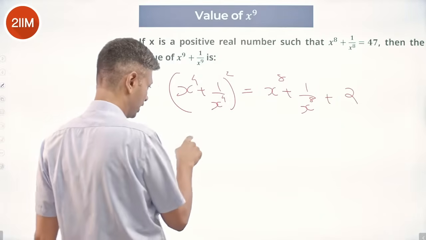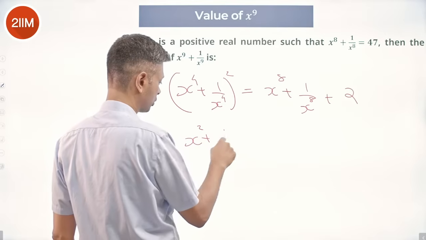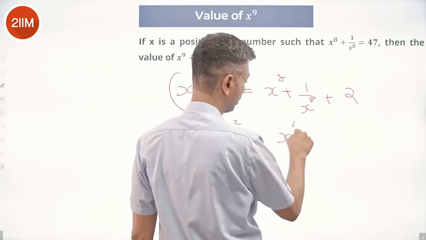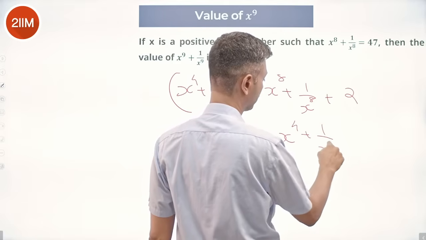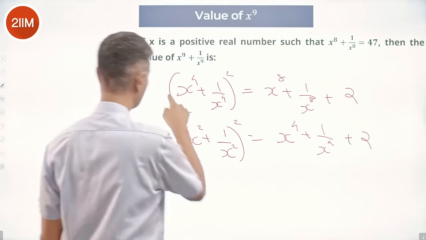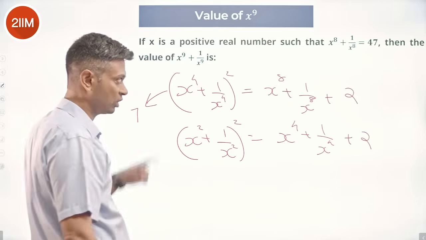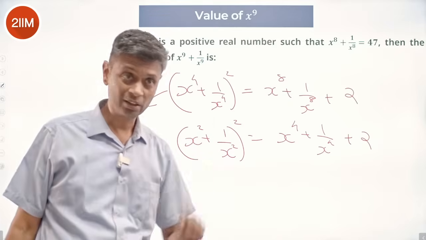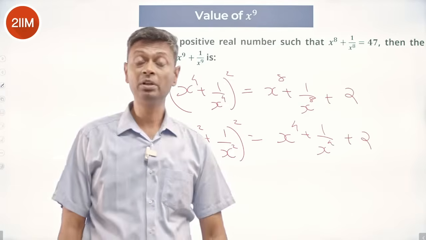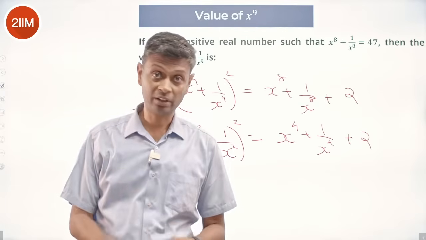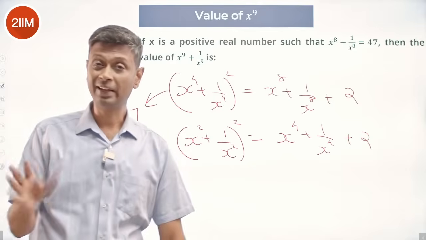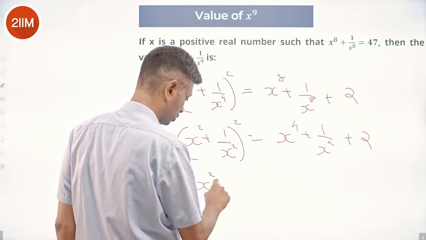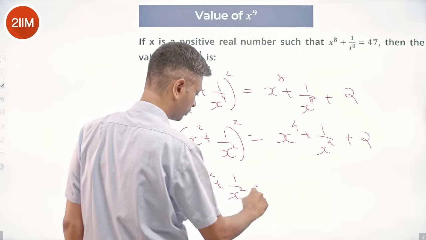So now we say, hey, nice. (x^2 + 1/x^2) whole square is x^4 + 1/x^4 + 2. Remember, we got this as 7. So 7 + 2 is 9. x^2 + 1/x^2 could be 3 or minus 3, but it cannot really be minus 3. Therefore, x^2 + 1/x^2 is 3.